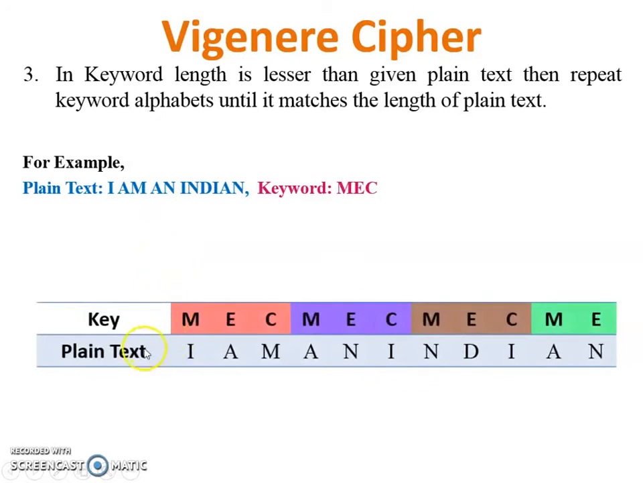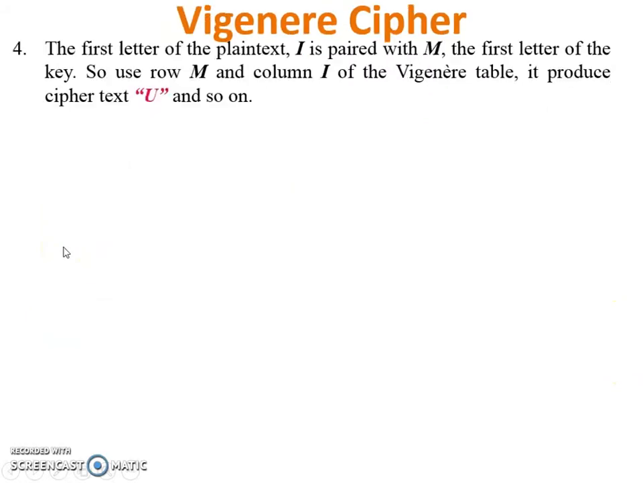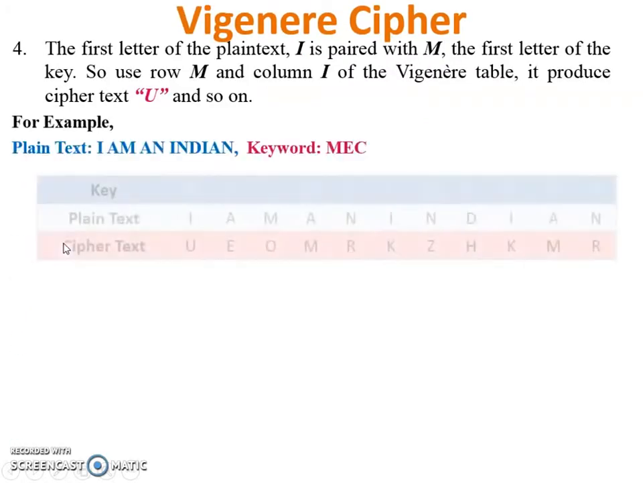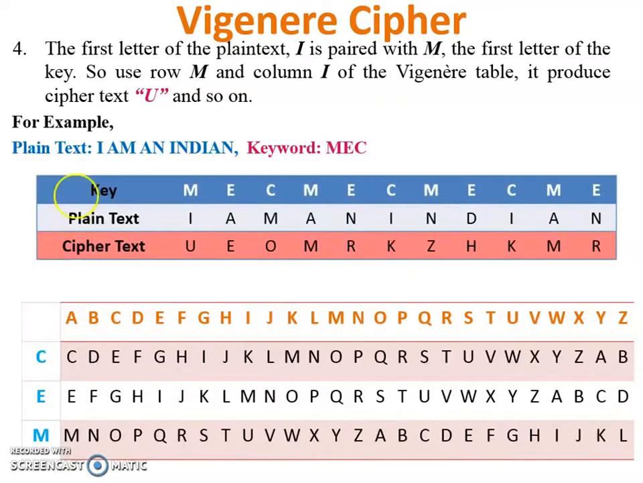Rule number 3. If the keyword length is less than the plain text, then repeat the keyword alphabet until it matches the length of the plain text. For example, my plain text is I am an Indian and the keyword is MEC. There is a very large difference: the keyword is only 3 letters and the plain text has many more letters. So you have to repeat the key: MEC, MEC, MEC, and ME. No need to put C at the end because the plain text letters are over.